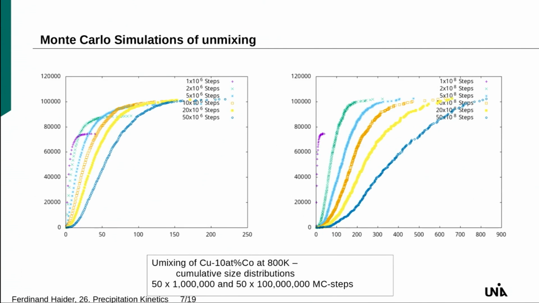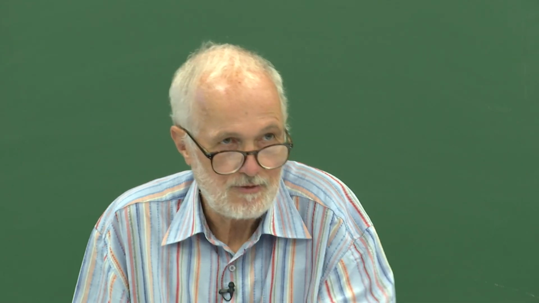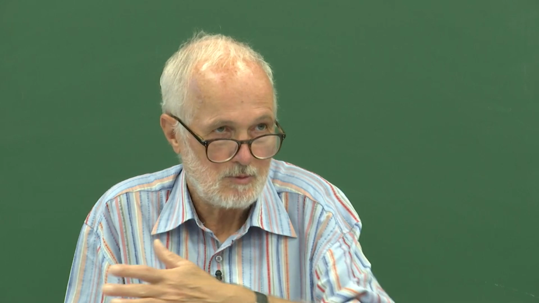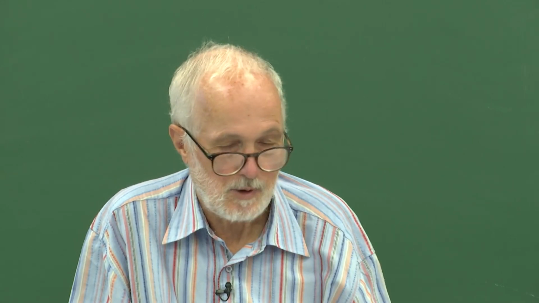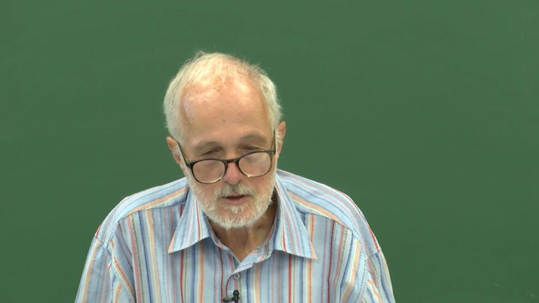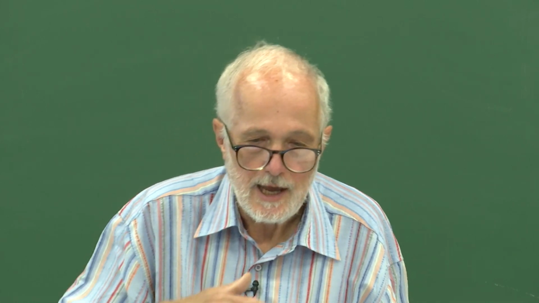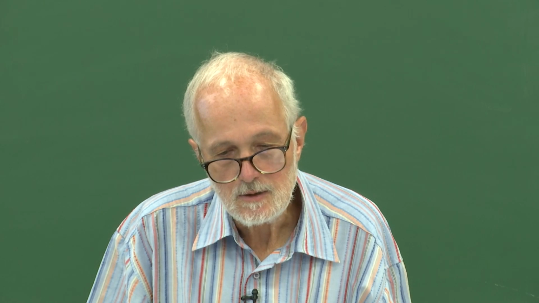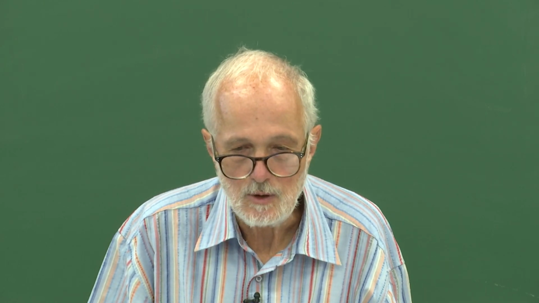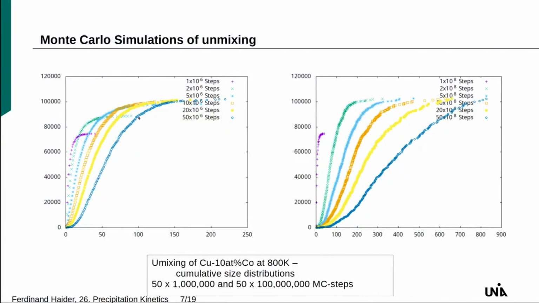Now this was what I thought was next. Here I plotted the cumulative size distribution. As I explained yesterday, instead of plotting the size histogram, as was shown in the other graphs from the experimental work in aluminum lithium, here I just add up the numbers. So many clusters have a size below 100 or so. Here you see 80,000 clusters. And that's for consecutive times.